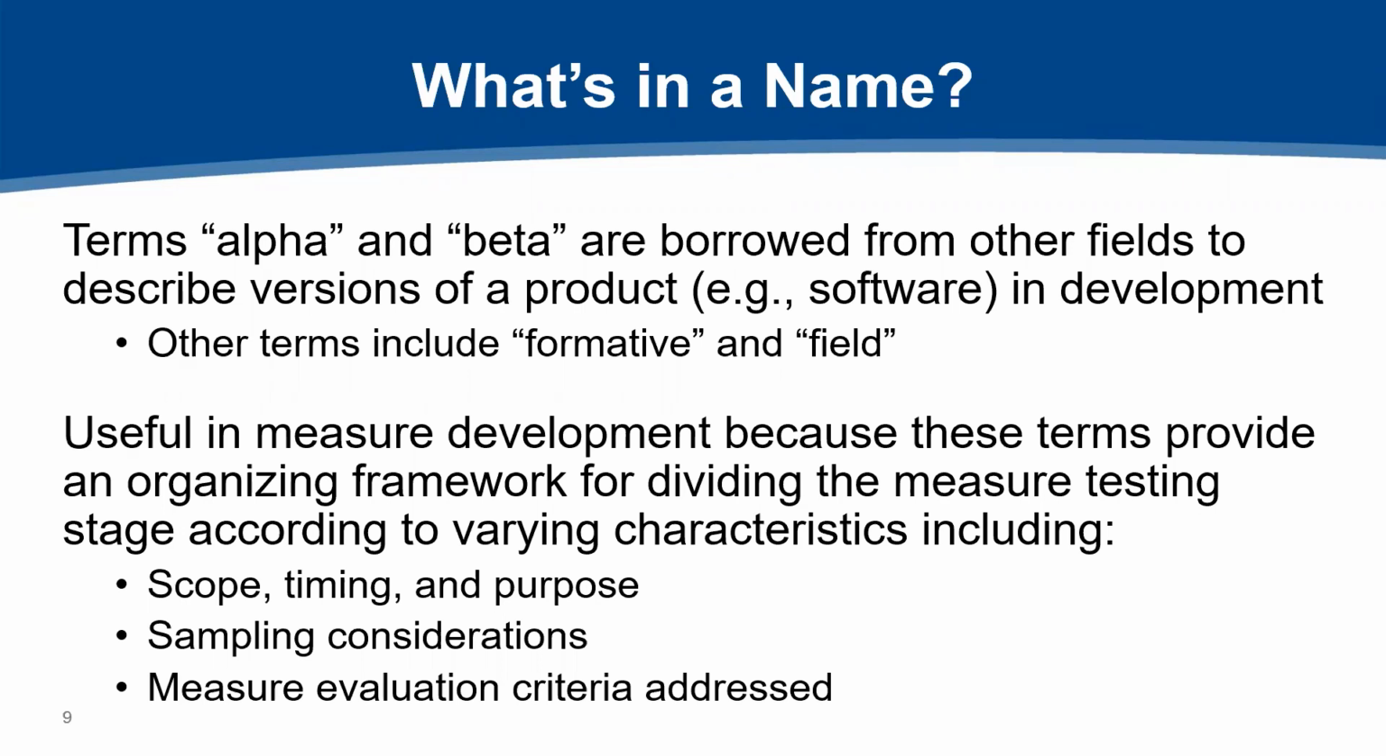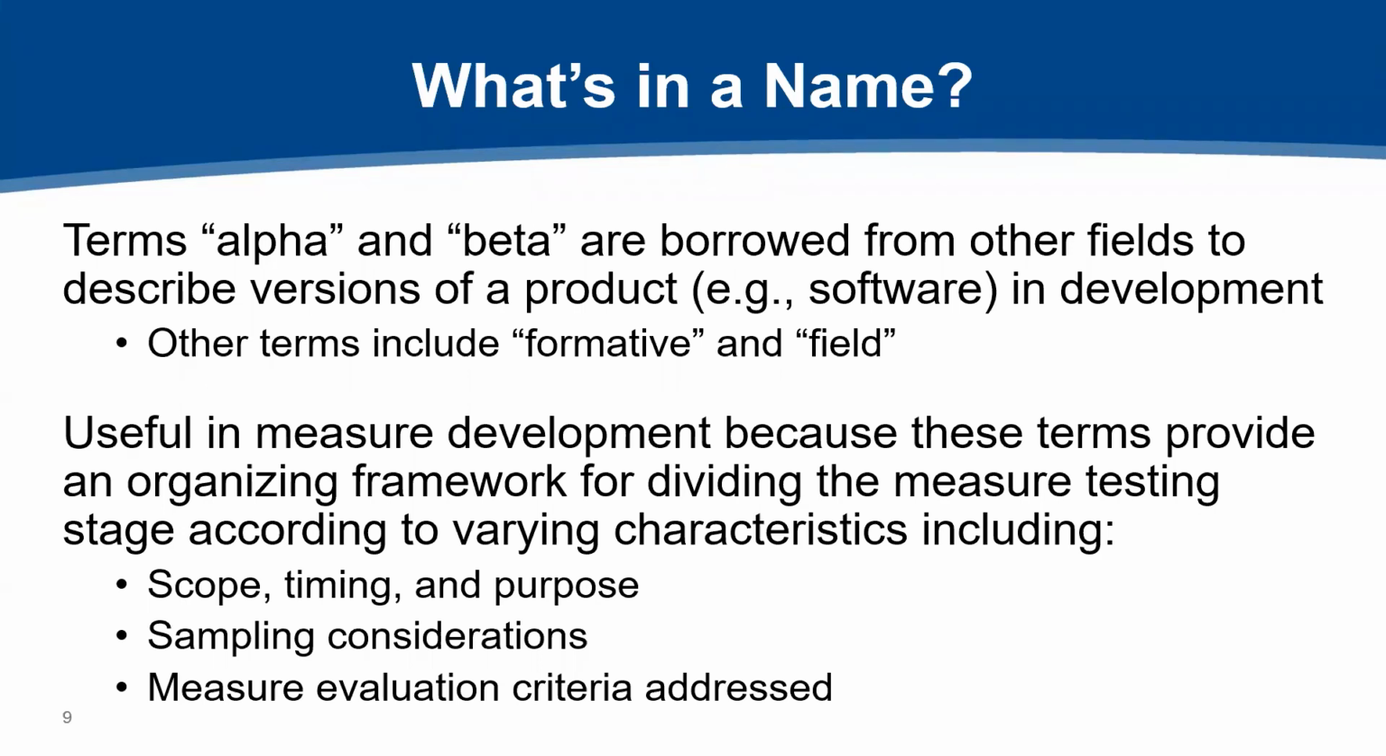So you might wonder why we bother dividing the testing stage into these two parts. Well, these terms actually do represent real differences in measure testing activities. Broadly speaking, alpha testing tends to be more internal facing with the aim of improving the initial quality of the measure, whereas beta testing is more external facing and assesses the measure's practical application. There are other characteristics that vary between alpha and beta testing that we'll talk about in greater depth in the subsequent slides.